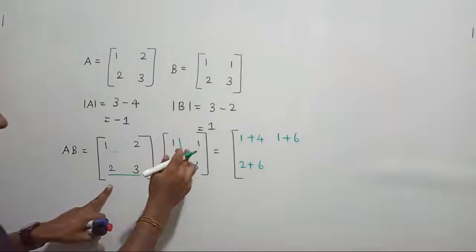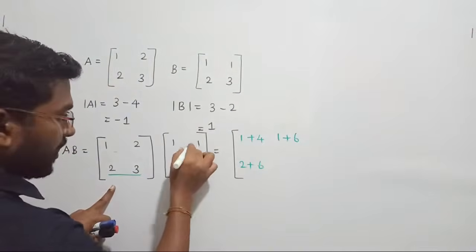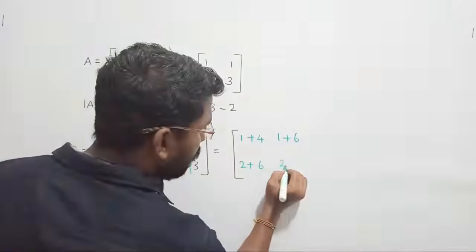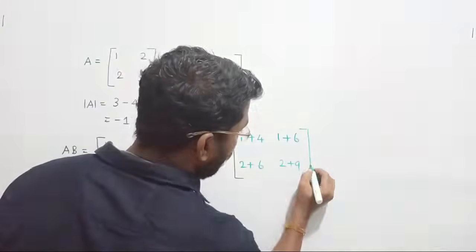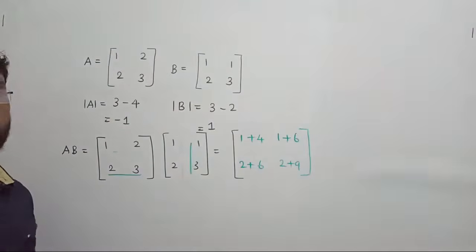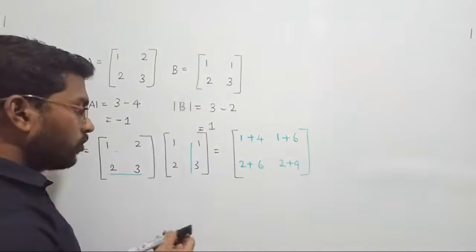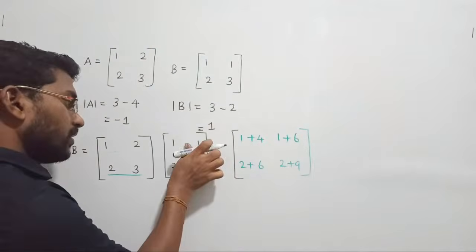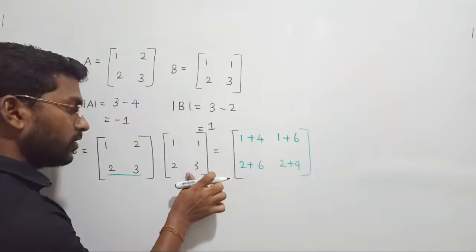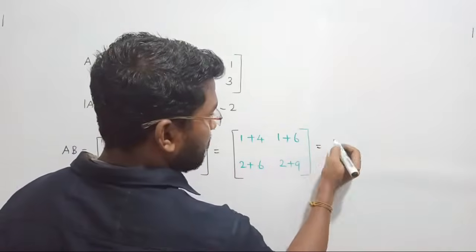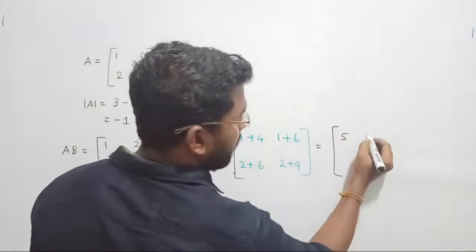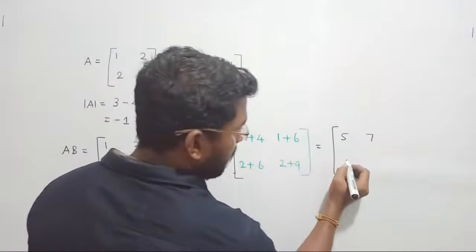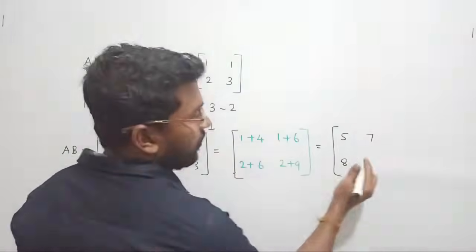Similarly, second row with the second column: 2 into 1 will give you 2, plus 3 into 3 will give you 9. That is how we are doing matrix multiplication. Now, the next conclusion. Its resultant matrix can be expressed as 1 plus 4 will give you 5, 1 plus 6 will give you 7, 2 plus 6 will give you 8, 2 plus 9 will give you 11.